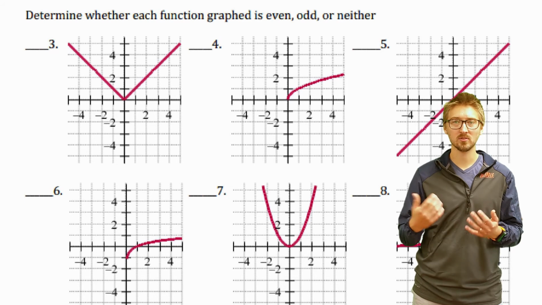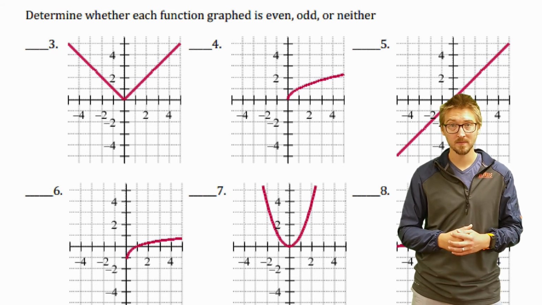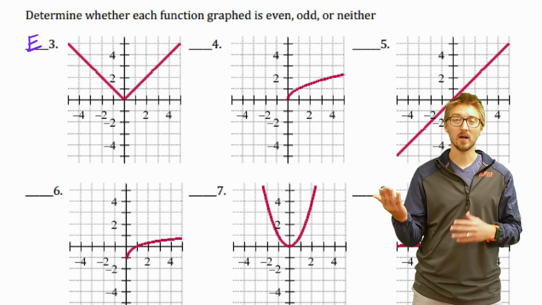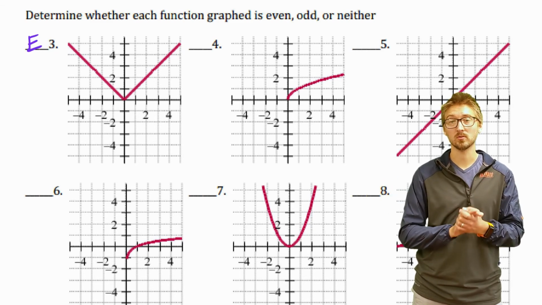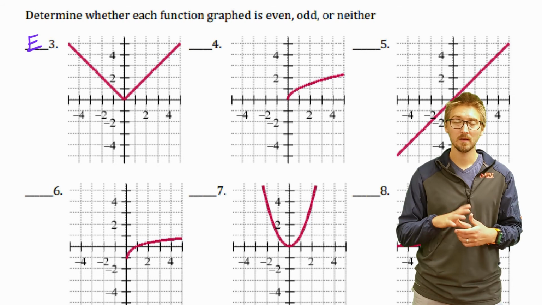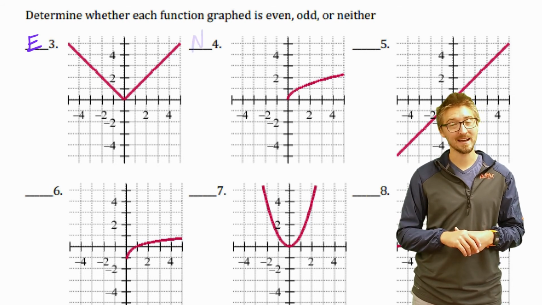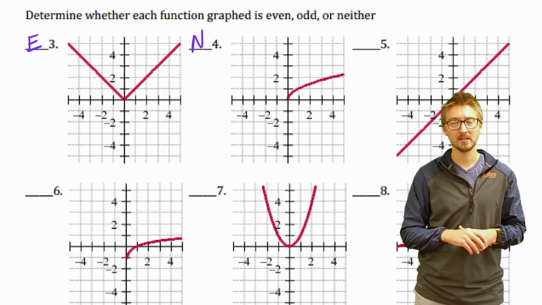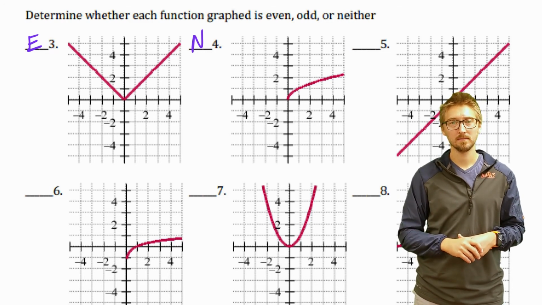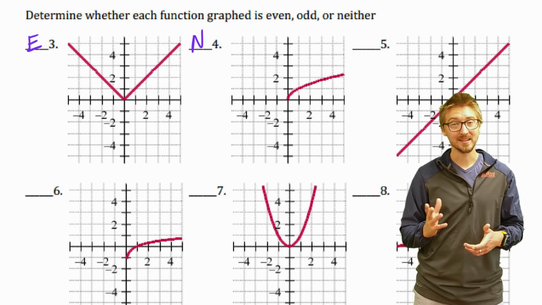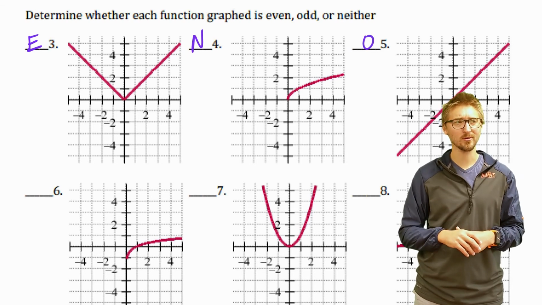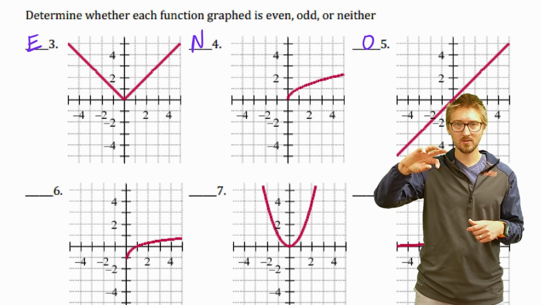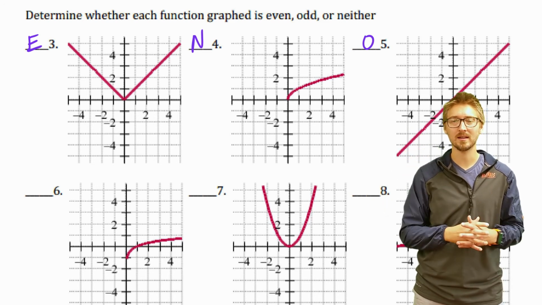All we're doing on the back is determining if it's even, odd, or neither. So graph 3, definitely even. It's left and right bilaterally symmetrical across the y-axis. Graph 4, this is neither. You can't flip it horizontally or rotate it around the origin to get it to land back where it started. Graph 5 is odd. This is an unusually hard one. Lines can be tricky sometimes, but if you rotate that around the origin like a propeller, it's going to land right on top of itself.